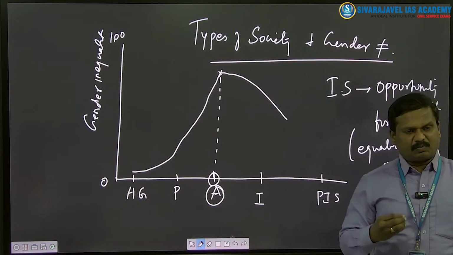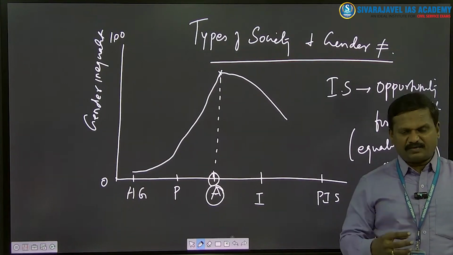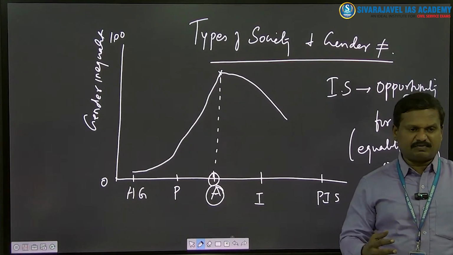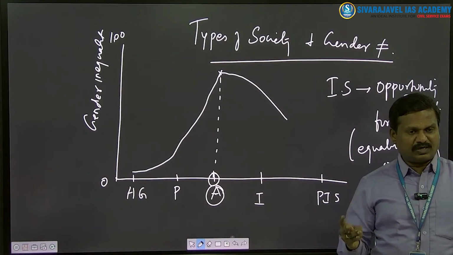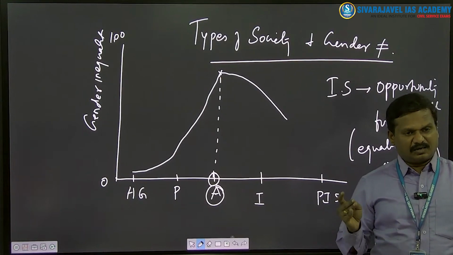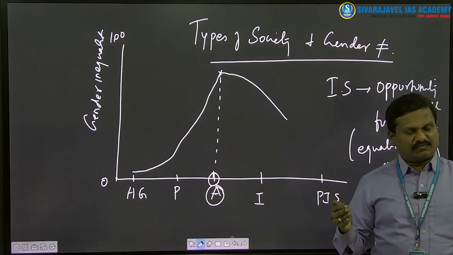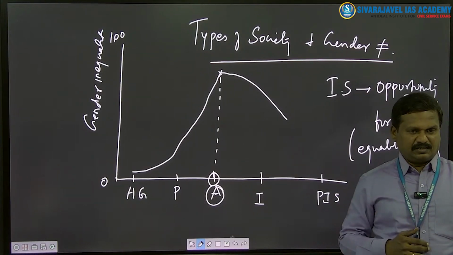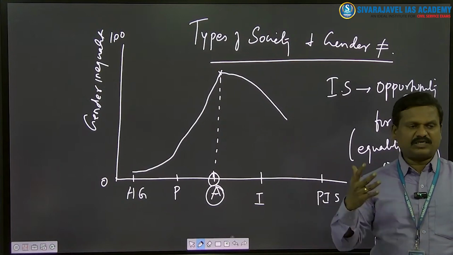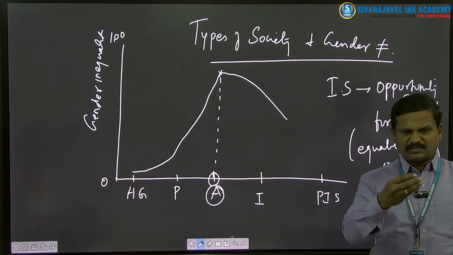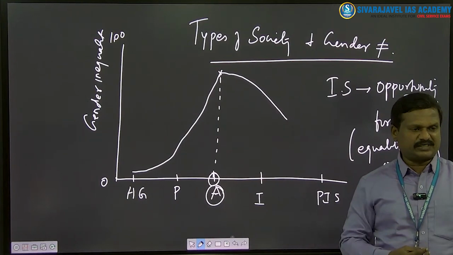I'll just sum up what I have told. There are 5 types of society based on chronological sequence. Number 1, hunting and gathering. Number 2, pastoral. Number 3, agricultural. Number 4, industrial. Number 5, post-industrial. So it is based on chronological order, time sequence. We have spoken about some basic features of these 5 societies.